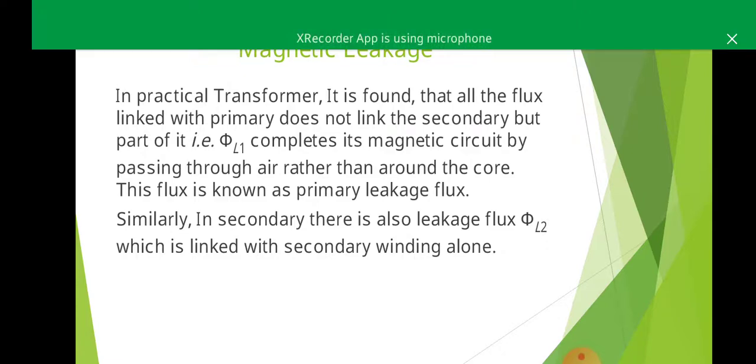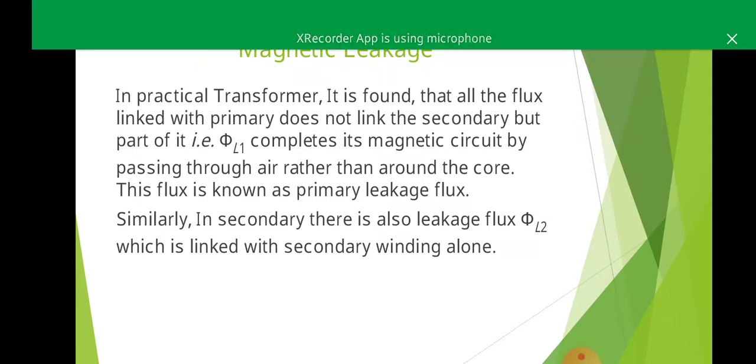Meaning, in a transformer we have flux set up which moves around the core. So there is some leakage flux, some flux that does not link with the secondary and moves around the winding. This is called the primary leakage flux. In the same manner, there is also a leakage flux on the secondary side of a transformer.